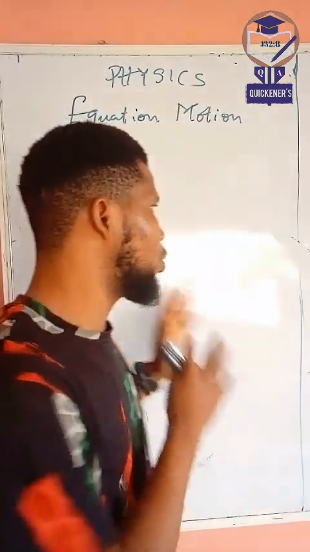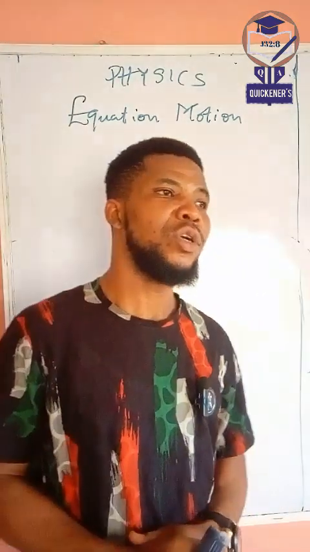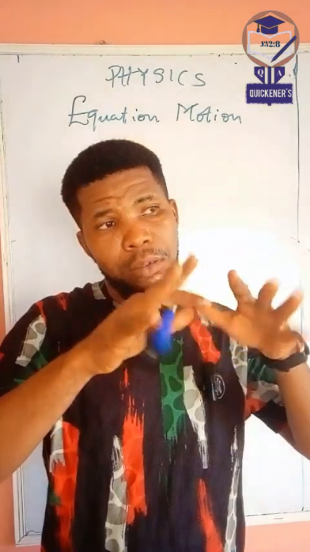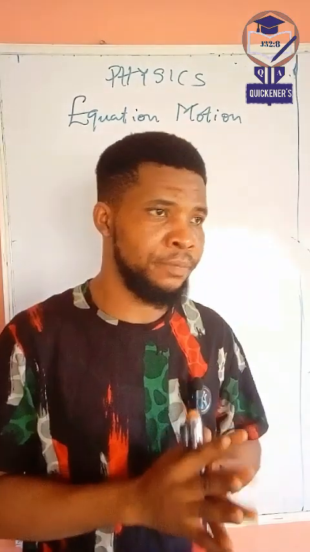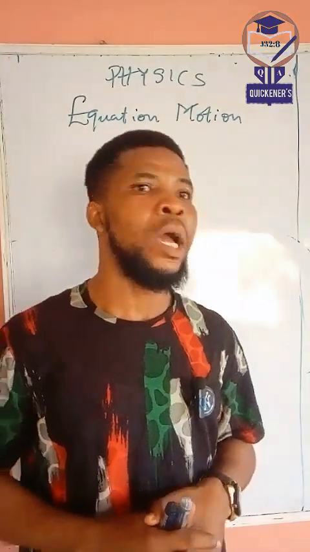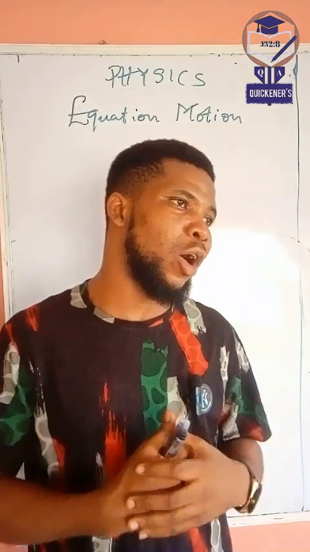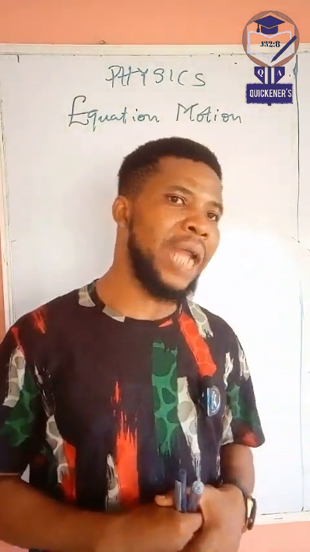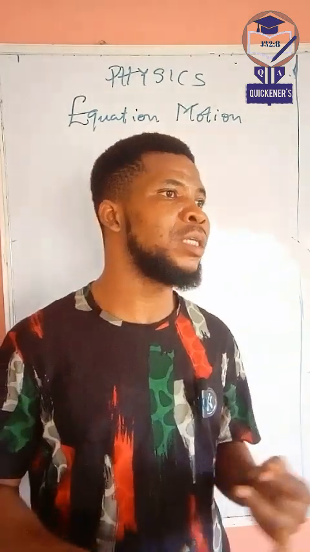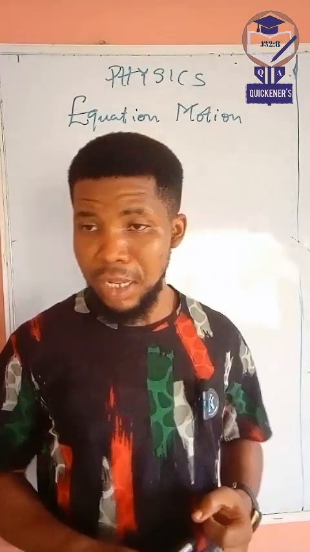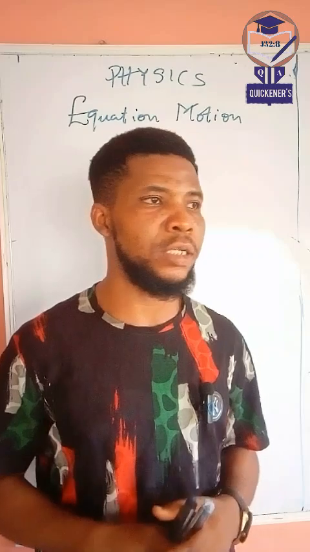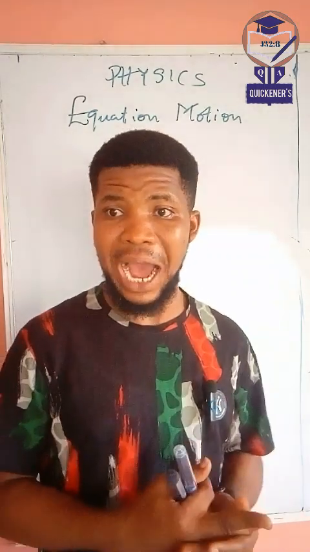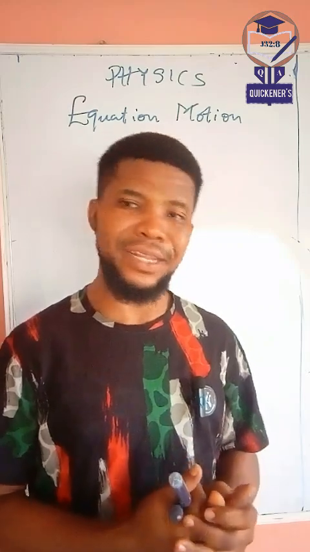So this aspect is the equation of motion. This is under motion, and we have tried to explain some parameters that are used in calculations related to motion. We have some terms that are commonly used. Those terms include position, distance, displacement, acceleration, speed, velocity, and deceleration.